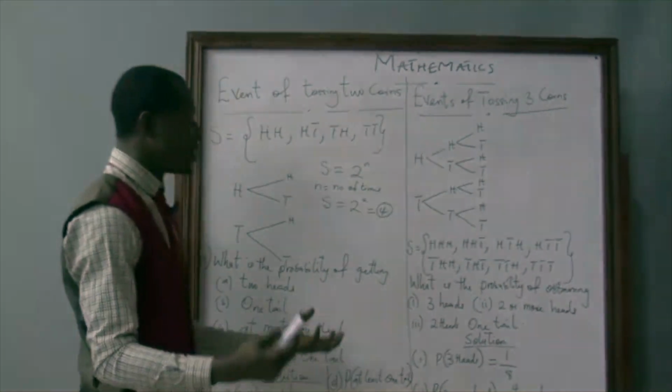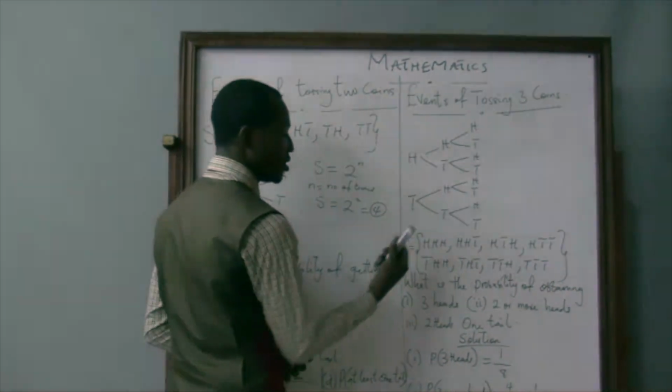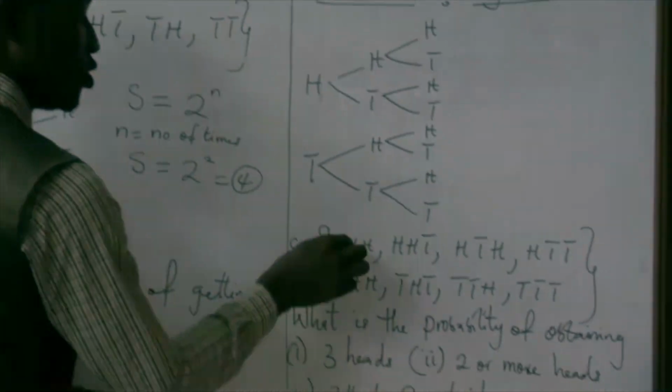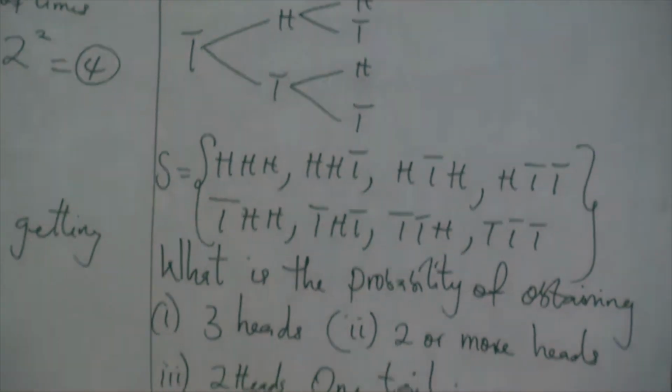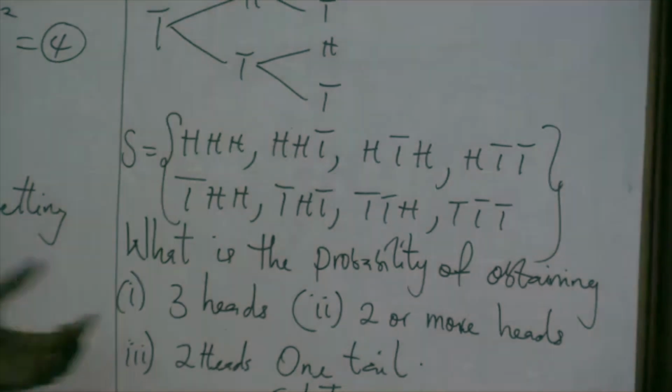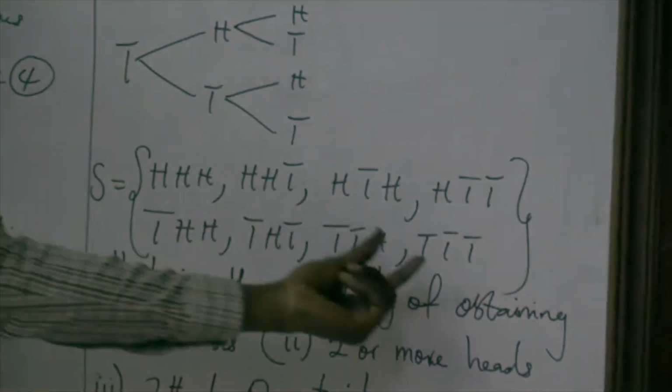What's the probability of obtaining 3 heads? Go to the sample space. How many have 3 heads? Just 1. Just like if the question is, what's the probability of obtaining 3 tails? We have just 1 tail.